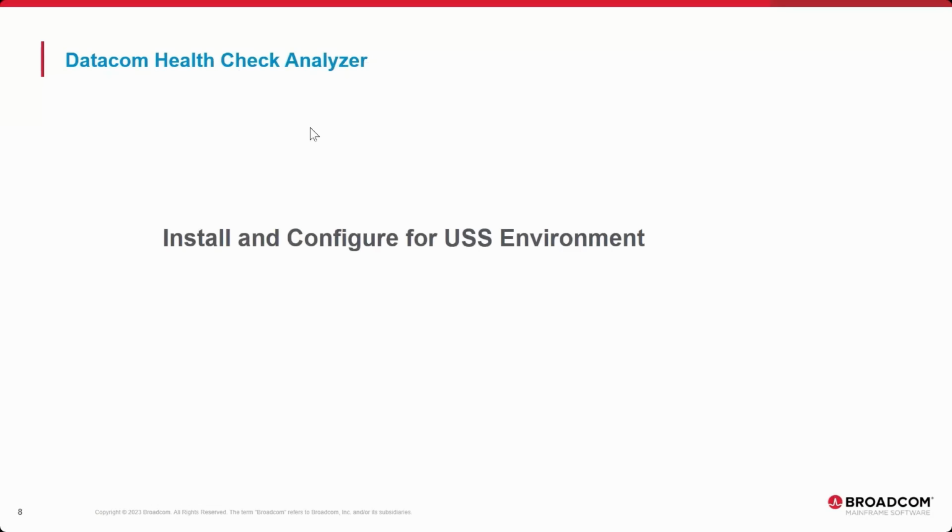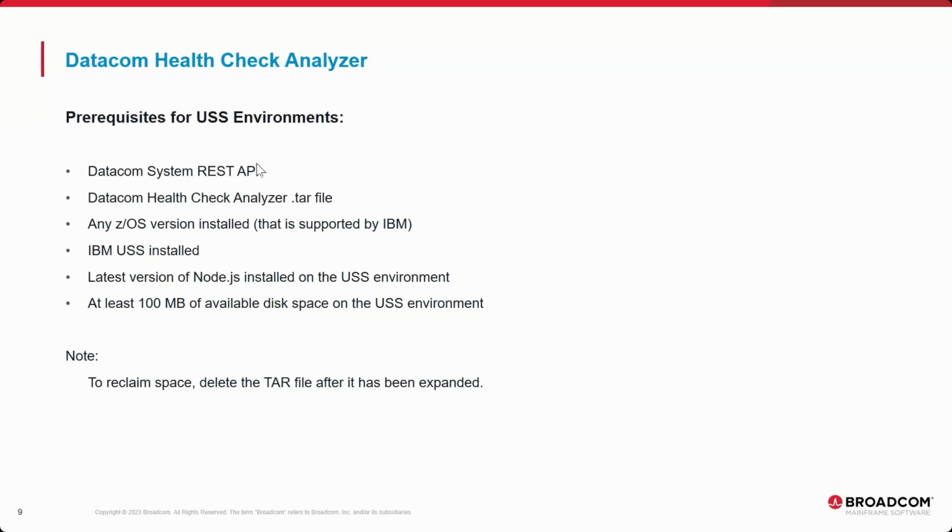Now I will show you how to install and configure the Datacom Health Check Analyzer on the USS environment. These are the prerequisites for the USS environment. Basically, we need to have Datacom System REST API setup, the Datacom Health Check Analyzer tar file, any z/OS version installed that is supported by IBM, then IBM USS installed, then the latest version of Node.js installed on the USS environment. Then we need to have at least 100 MB of available disk space on the USS environment.